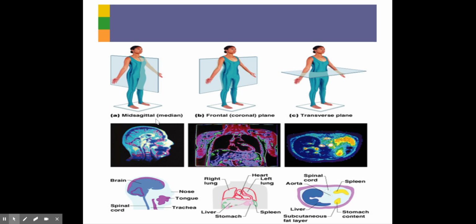So the first one here is what's called mid-sagittal or median. Mid-sagittal median divides the body into right and left. You can see this plane runs directly up and down from the skull all the way through the feet. All right. In this case, they divided the person directly in half. You can see that in the MRI here.